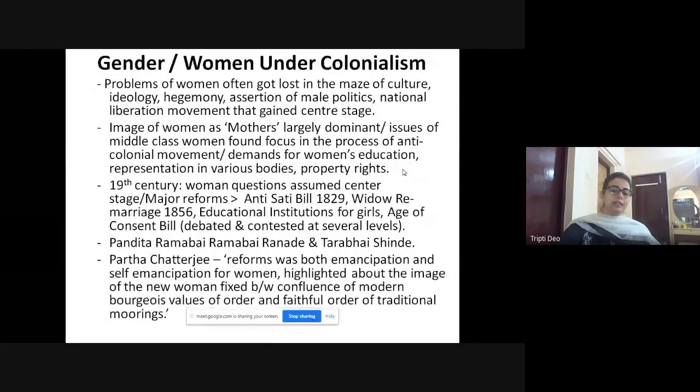They were from well-established families, but they worked for raising issues of women, especially upper class women's problems. And Partha Chatterjee, a very famous historian, says that reforms were both emancipation and self-emancipation for women, highlighting the image of the new woman fixed between the confluence of modern bourgeois values of order and the faithful order of traditional moorings. So Partha Chatterjee is saying that reforms helped in both the emancipation, the general emancipation that society wants to do of women, and the self-emancipation, women themselves as actors emancipating themselves. But they were always in a problem because they were fixed between the modern bourgeois values and the traditional moorings, the traditional ideas that they have been cultured into and expected to follow.